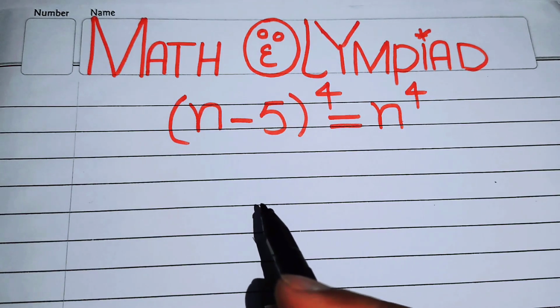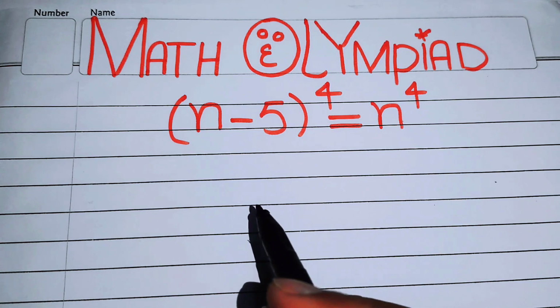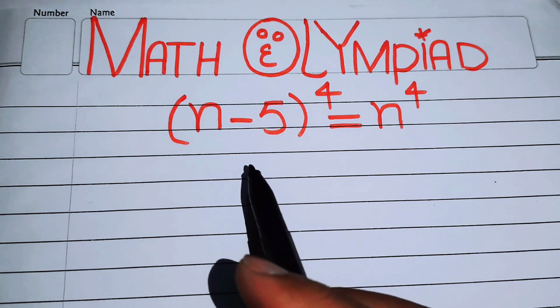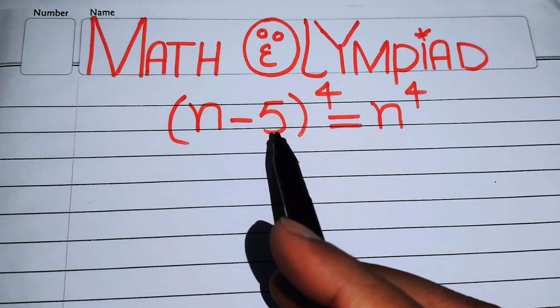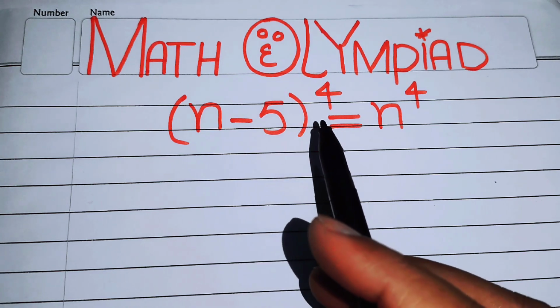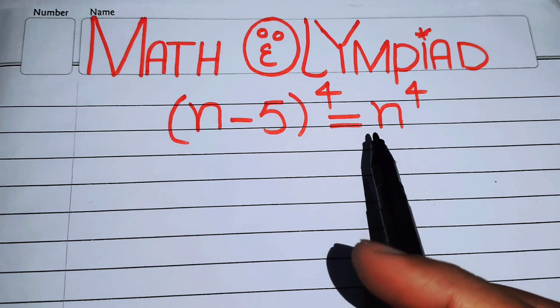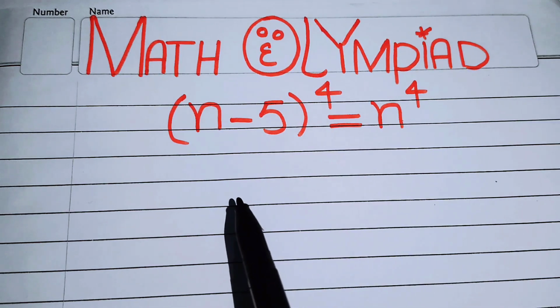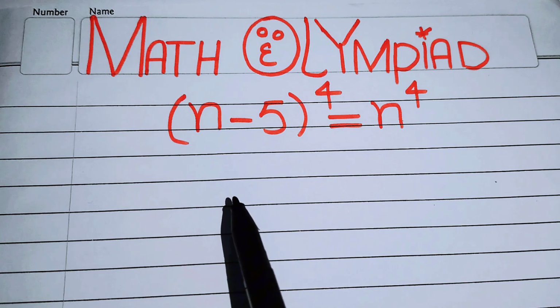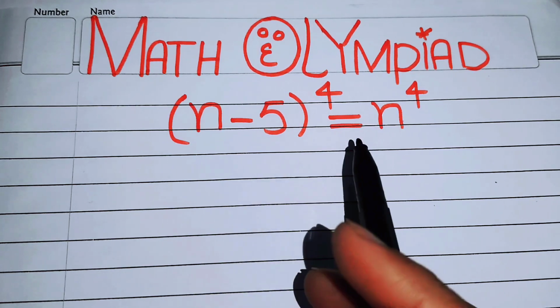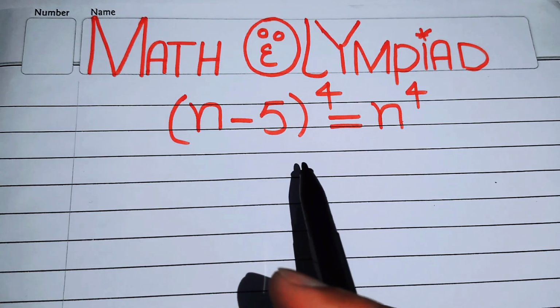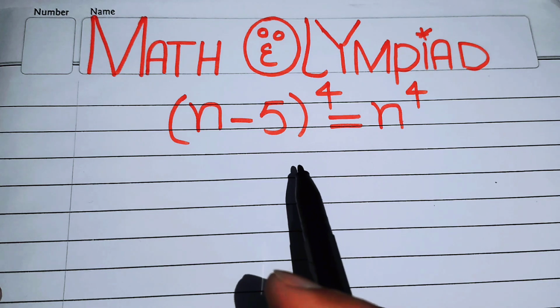In this video we are going to solve this nice algebra problem, and here we have (n minus 5) to the power 4 equals n to the power of 4, and we will solve this problem for the values of n. So in this problem we will find all the roots of this equation, whether these roots are complex or real.